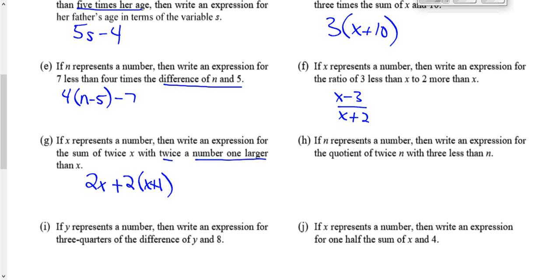Let's continue on then. And please provide me the answer for H. 2n over the whole n minus 3, right? You guys get that? 2n over n minus 3, okay? The quotient, so we have to have dividing in there, of twice n, there's my twice n, 2n, with 3 less than n, n minus 3, okay?